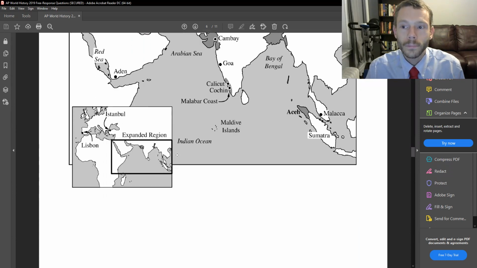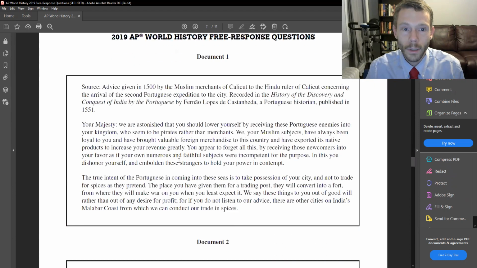So to end this video, we'll take a quick look at the first document, and we'll just engage in our sourcing practices. So document 1 is written by Muslim merchants in the year 1500 of Calicut, which is in southern India, to the Hindu ruler of Calicut concerning the arrival of the second Portuguese expedition to the city. This was recorded in the history of the discovery and conquest of India by the Portuguese in 1551.